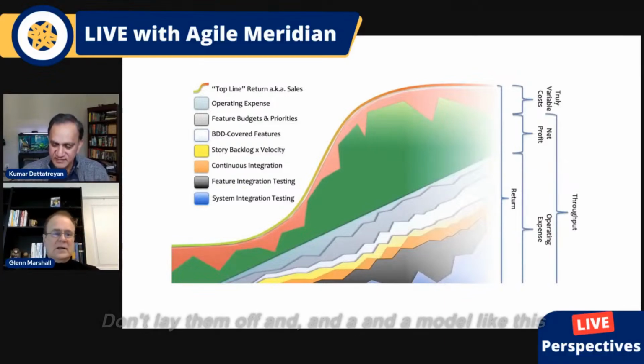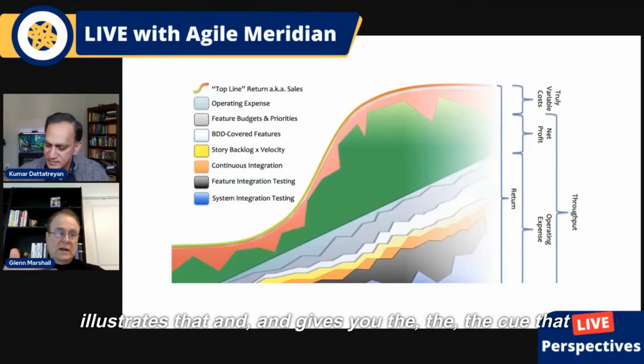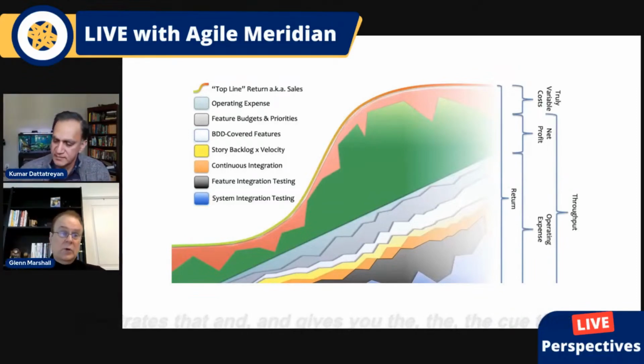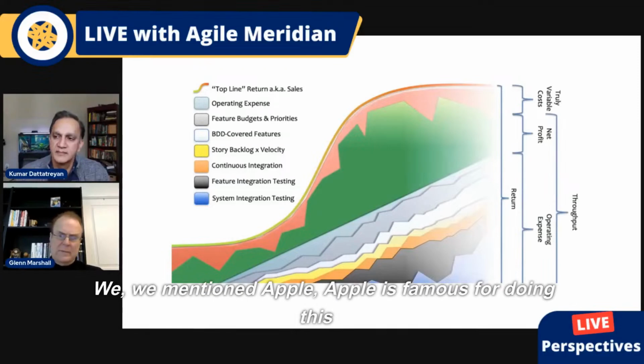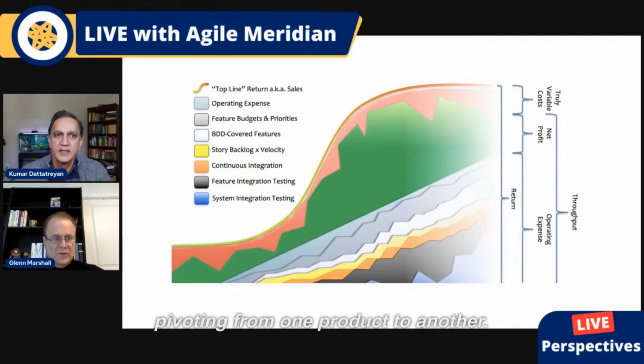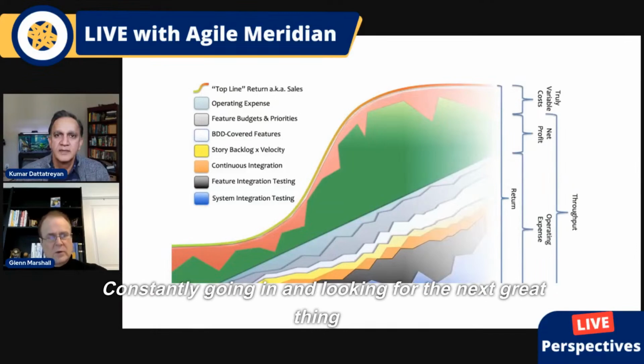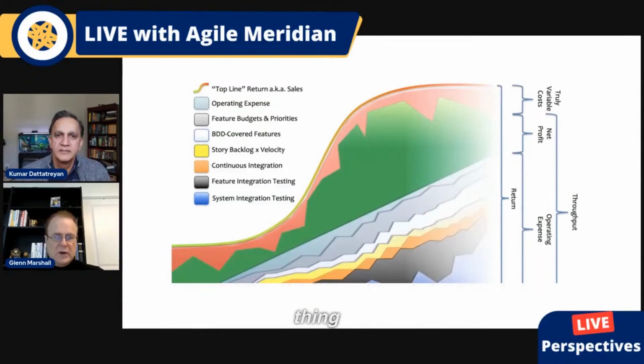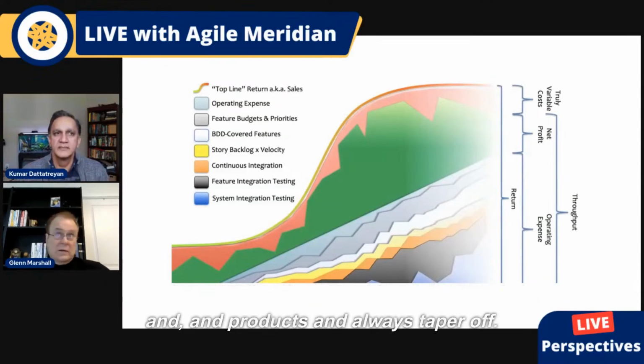And a model like this illustrates that and gives you the cue that, hey, it's time to go and do something different. We mentioned Apple. Apple is famous for doing this, pivoting from one product to another, constantly looking for the next great thing. Products always taper off, so you need to be ready to pivot when that happens.